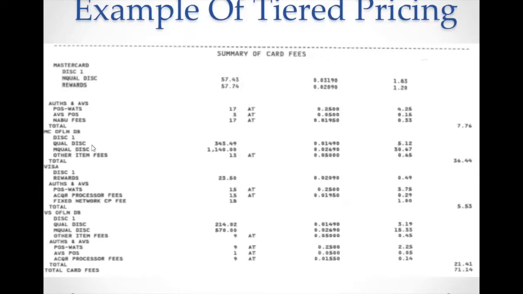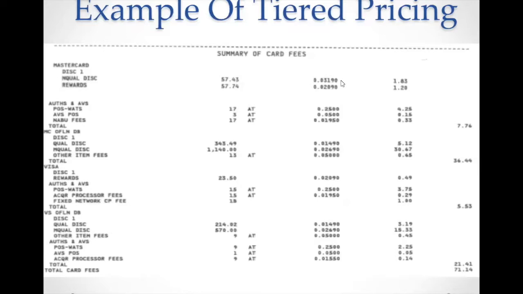So qualified discount, this is 0.0149. It's normally in the form of a decimal, so this is 1.49%, their qualified rate. mqual, it's going to be their mid-qualified right over here, 0.0269, that means their mid-qualified rate is 2.69%, and then their non-qualified rate is going to be 3.19%.